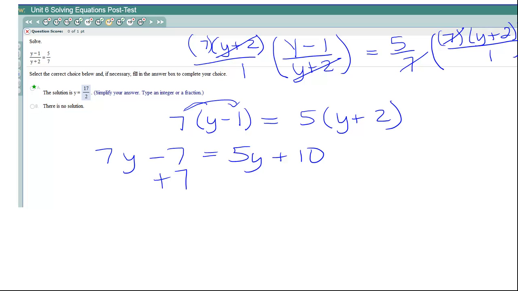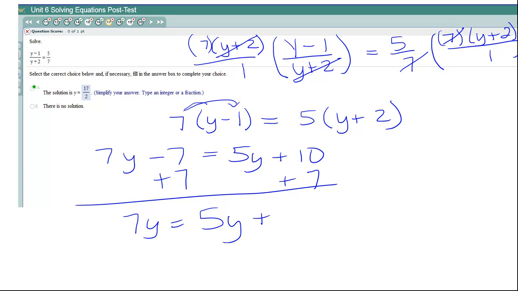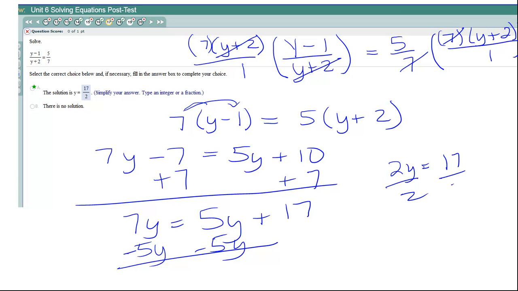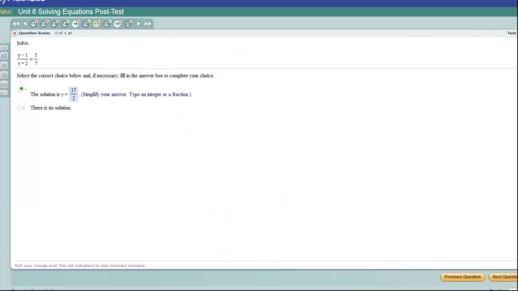Then I add 7 to both sides, and then I get 7y equals 5y plus 17. Subtract 5y off both sides. And then I get 2y equals 17. And I divide both sides by 2. And I get y equals 17 halves. Phew, that checked out. That makes sense. That was 17. Now 18 you got right. So let's look at 19.